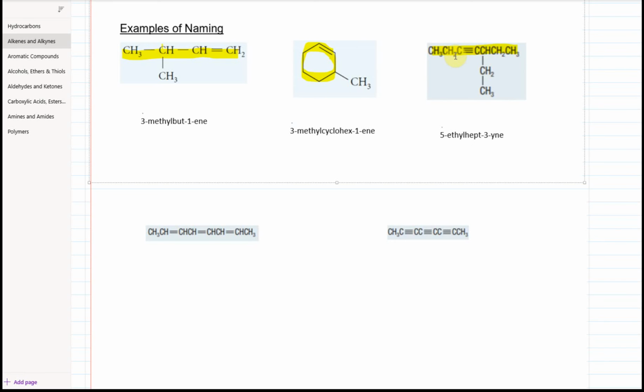So hopefully this is the same name that you got when you worked through this. Again, hept-3-yne, it's a 7-membered chain. Between the 3rd and the 4th carbon is the triple bond, and the ending YNE indicates that. On the 5th carbon, we have an ethyl group.